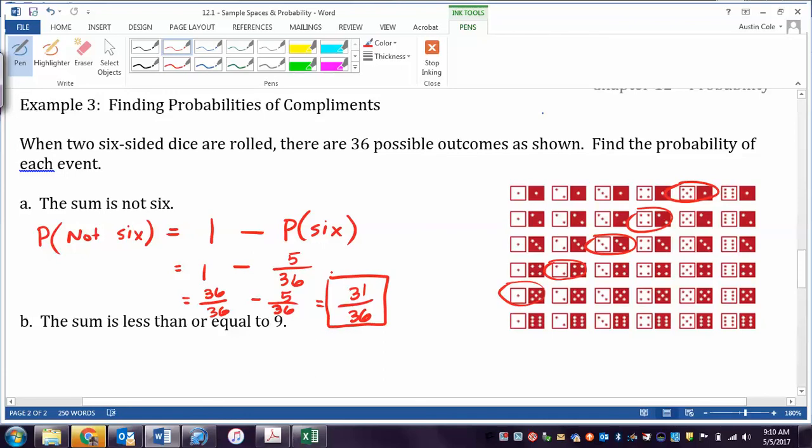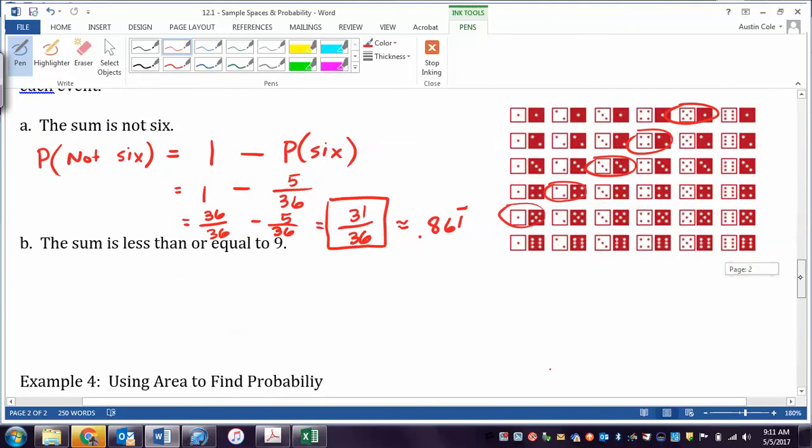So the chances of not rolling a 6, 31 over 36, which I guess if you get a decimal there, what is that, Joe? 0.86 and then 1 repeating. 0.861 repeating. So about 86% chance of you not getting a 6. Questions on that?